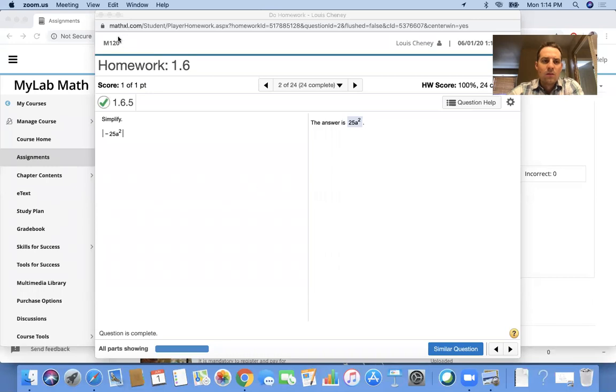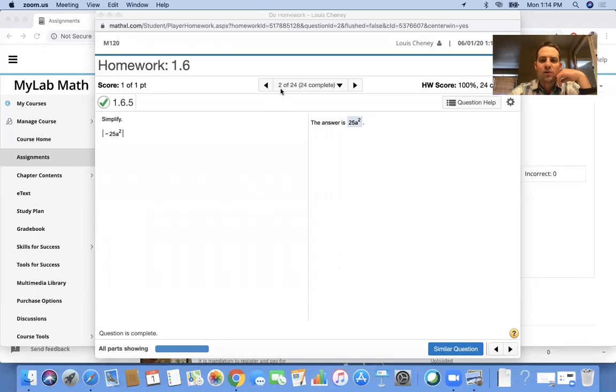Okay, so let's begin 1.6. All right, this is number 2. We're going to do the evens instead. Simplify the following: absolute value of negative 25 a squared.